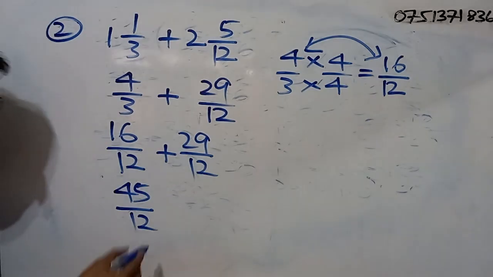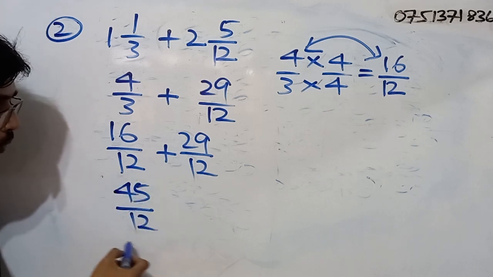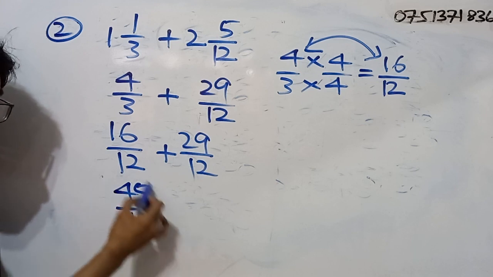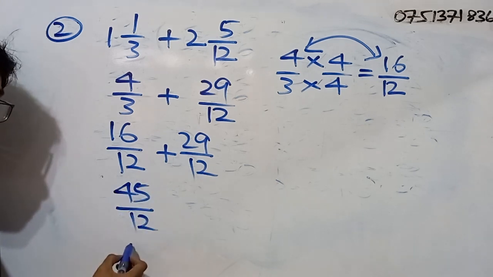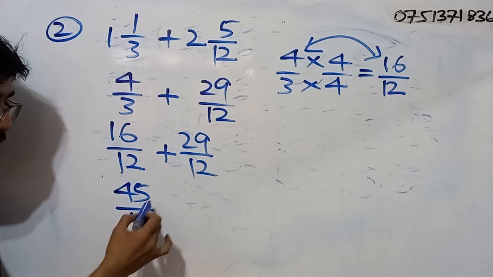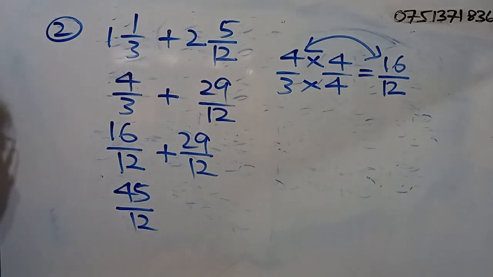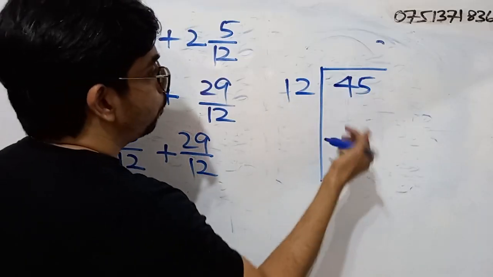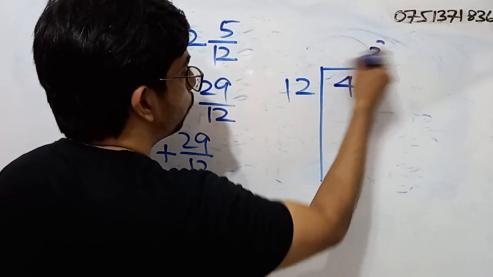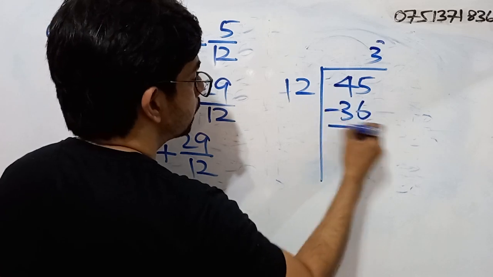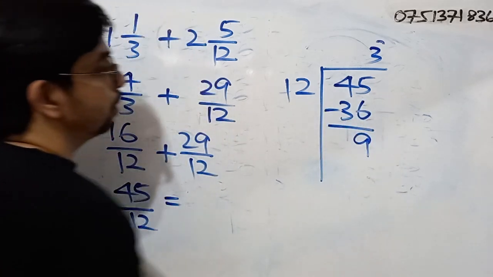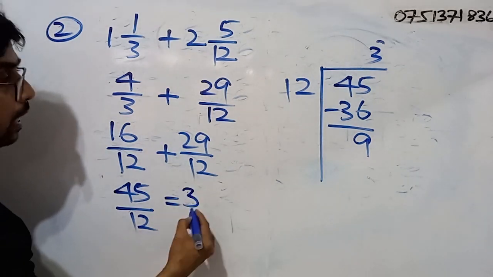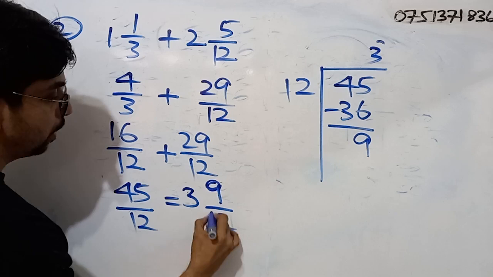45 by 12. Now, what do we have to do? We have to convert this fraction. What is this fraction? This is an improper fraction. So we have to convert that into a mixed number. It is a rule, right? So how many 12s are there in 45? We can go up to 3. 12 into 3, what is that? 36. 45 minus 36, we get a 9. So 3 and 9 by 12.